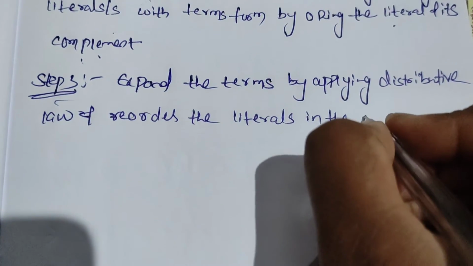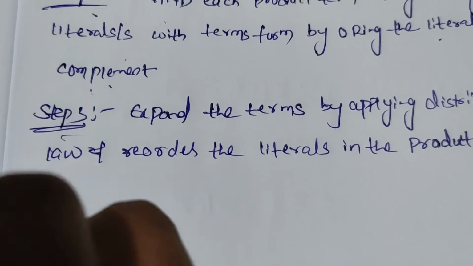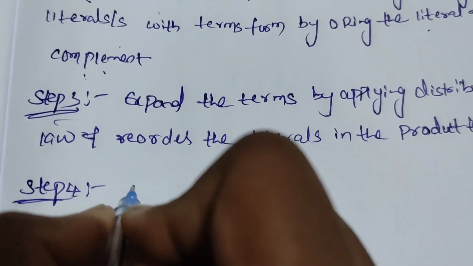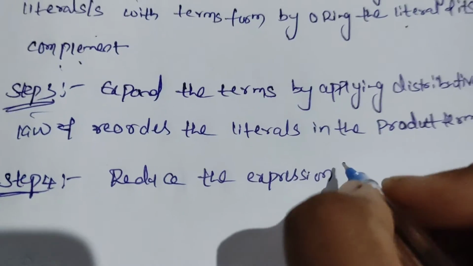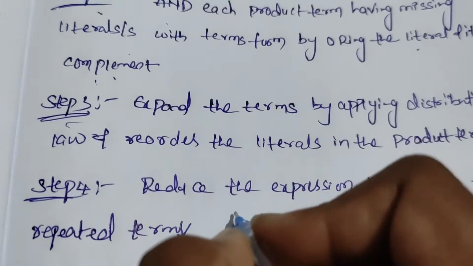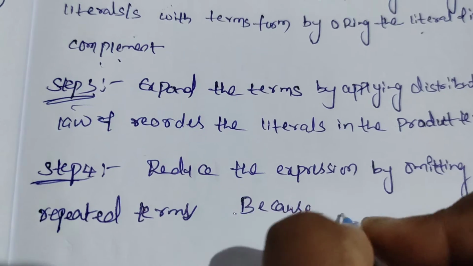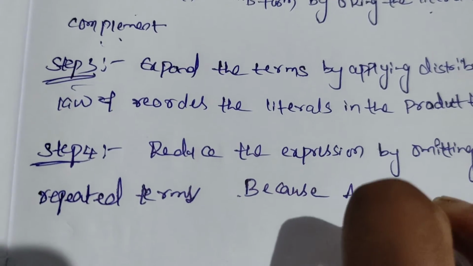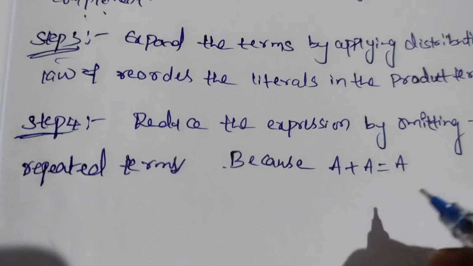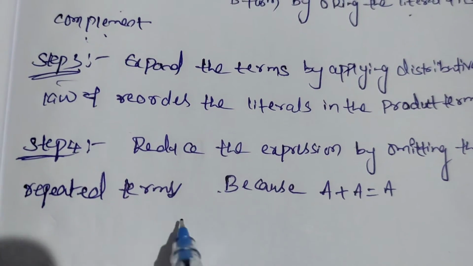Reorder the literals in the product terms. And in step 4, reduce the expression by omitting the repeated terms, because A plus A is equal to A. If terms are repeated, then it is the single one only. So reduce the expression by omitting the repeated terms.